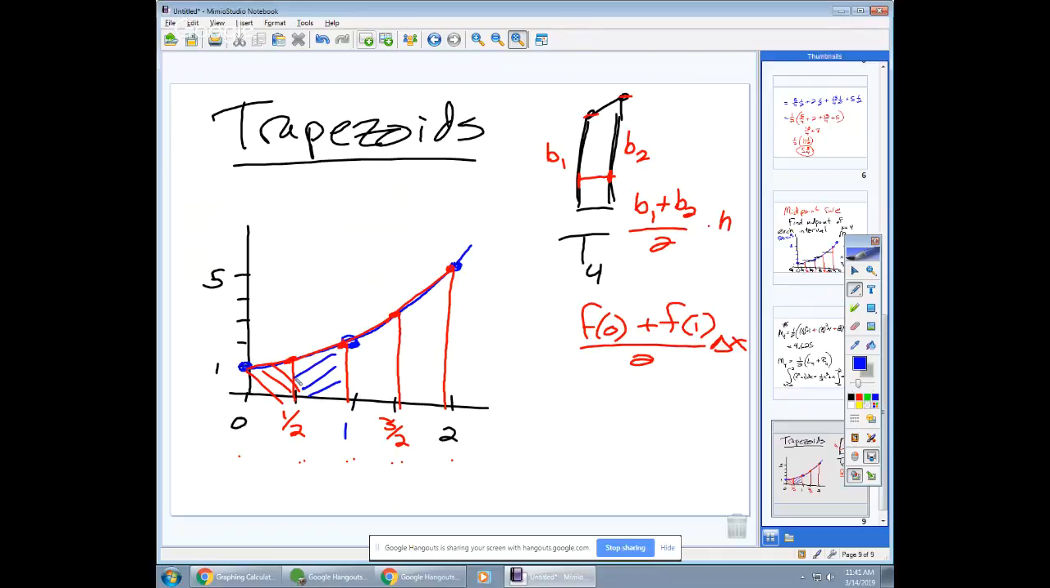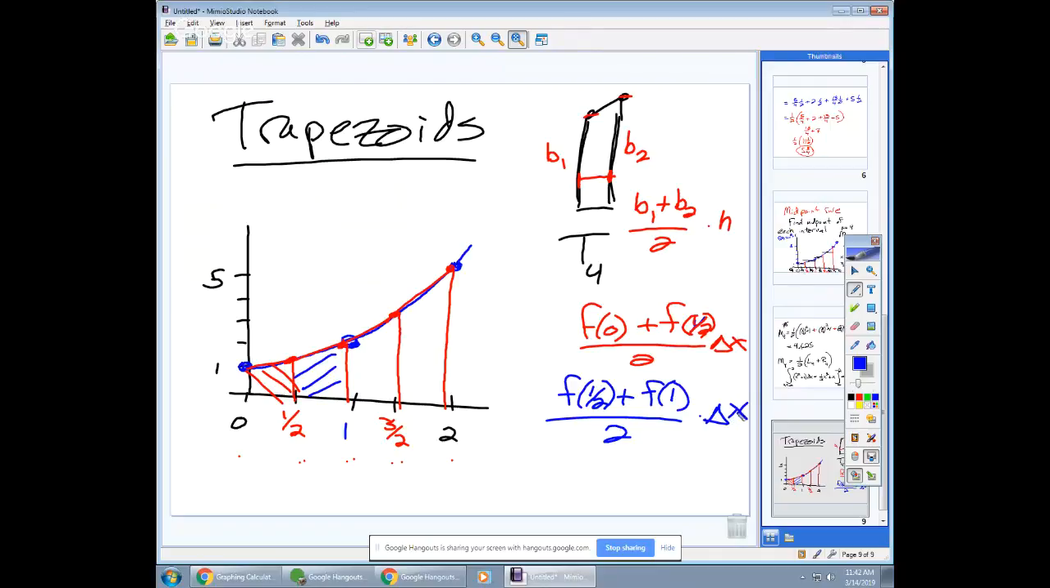This area right here, well, that would be f of, oops, no, sorry, 1/2 is my, I screwed that up. Okay, I was confused. I'm confusing i with the actual x value. So in this case, I'm going to have 1/2 there. So this one's going to start off with f of 1/2. Okay, so f of 1/2 plus f of 1 over 2 times delta x.